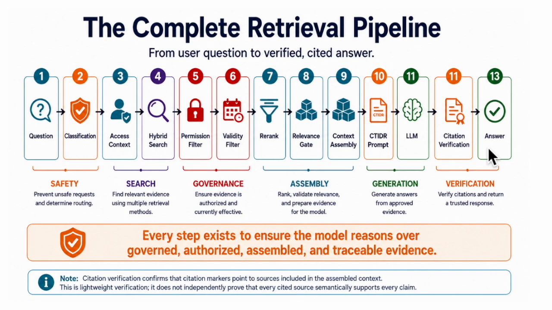Now, if this feels like a lot, that is completely normal. This video gives you the complete map. Starting in the next video, we will go through the implementation stage by stage. Hybrid search, permission filtering, validity filtering, re-ranking, the relevance gate, context assembly, prompt construction, and citation verification. The diagram is the map. The next videos are the territory. And I'll see you there.